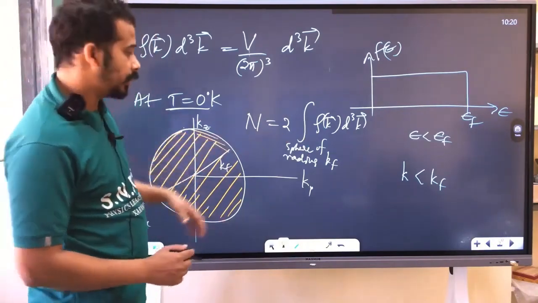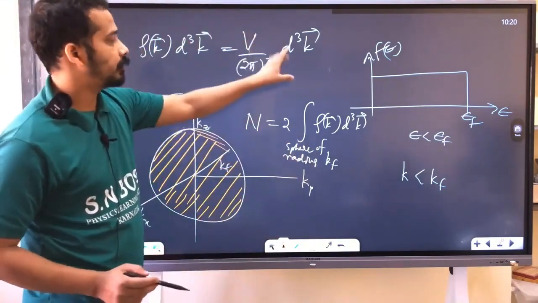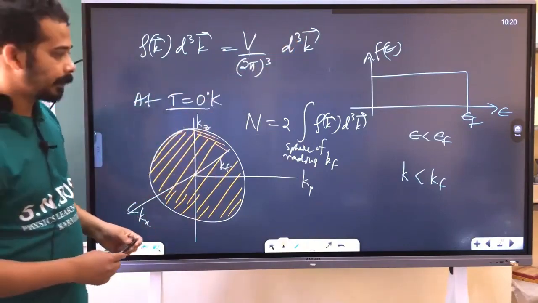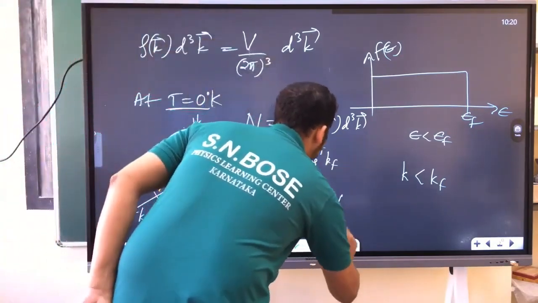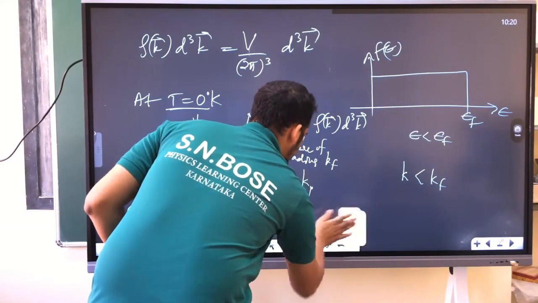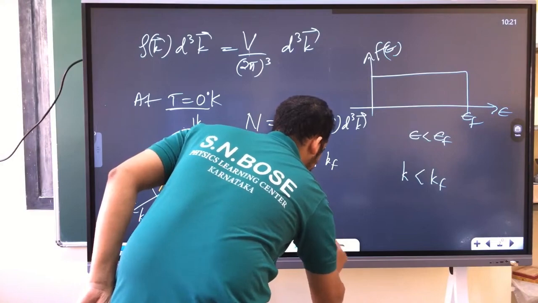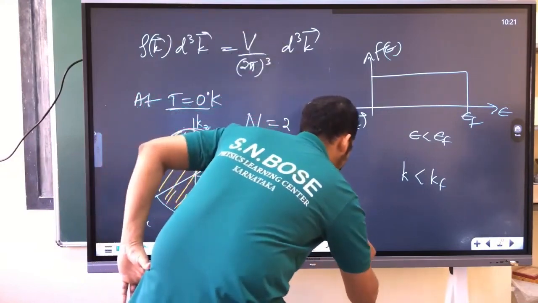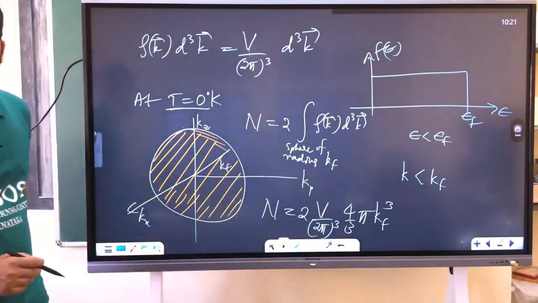Then again, if you integrate this part within a sphere of radius kf, what will happen? This is d cube of k within a sphere, that is 4/3 kf cube. Got my point? This number is equal to 2 into V by (2 pi) the whole cube. What is this one? Integral of d cube of k within the sphere, that's nothing but 4/3 pi kf cube. Got my point? Here you directly got that expression.